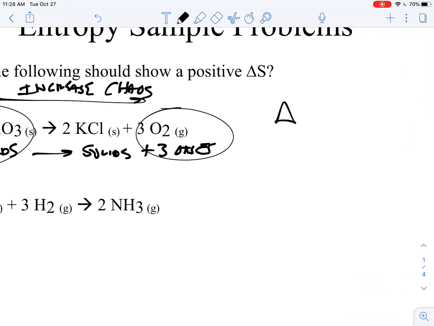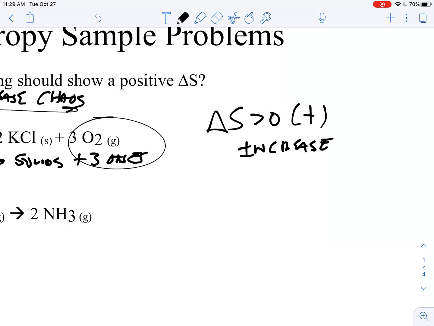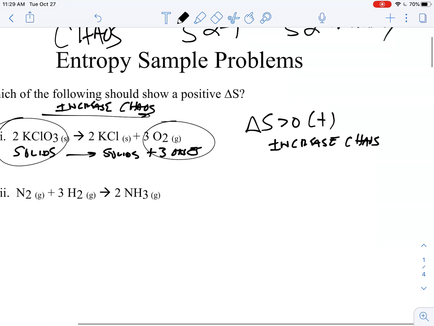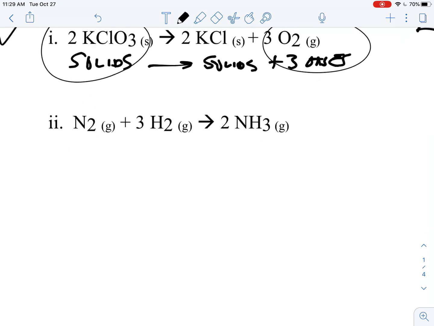And again, if you're talking about delta S is positive, or again, delta S here is greater than 0, you are talking about an increase in the chaos. So if you have a positive delta S, then you are increasing your chaos. So yes, number 1 definitely does. That one shows an increase in the chaos.